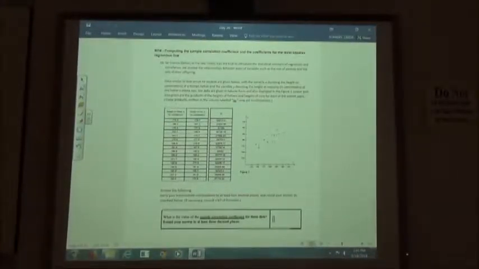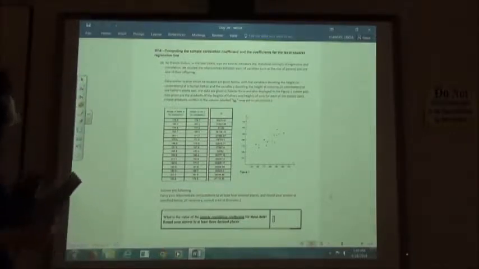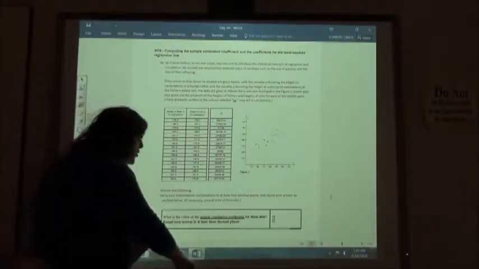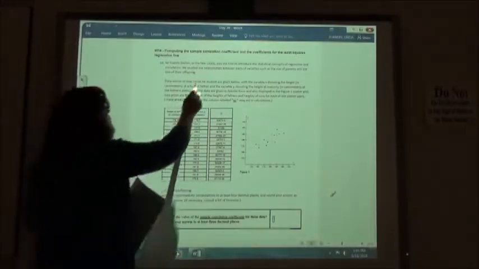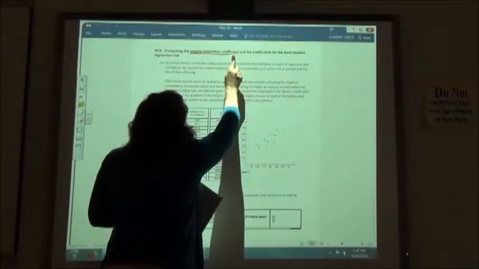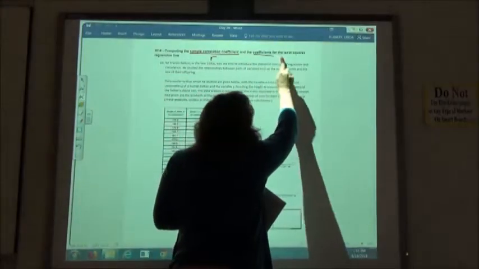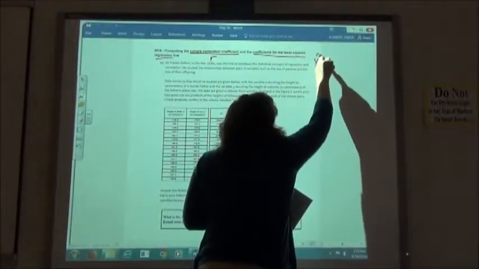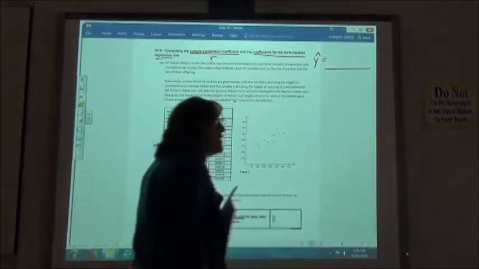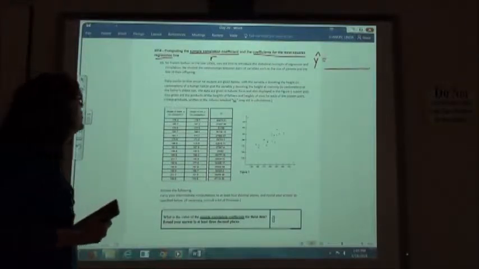All right. Computing the sample correlation coefficient and the coefficients for the least squares regression line. So these ones here, you're going to have the problem two different ways. Either you're going to calculate the sample correlation coefficient, which is R, or you're going to do the coefficients for the least squares regression line, which means you'll be writing the equation y hat equals and figuring out what the equation is.